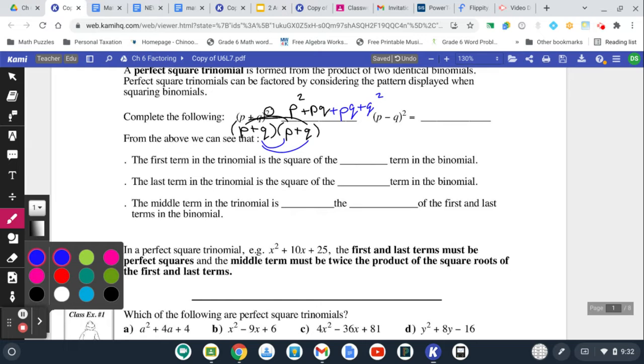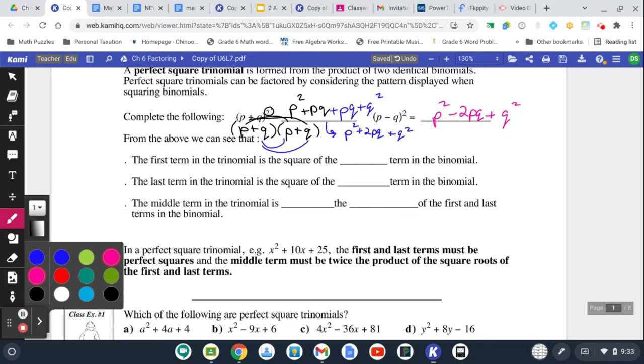Is it then true that you would end up with, if I write it down here, p squared plus 2pq plus q squared? Do you see it? Is that true? Guess what this one would be? p squared minus 2pq plus q squared. Do you agree? If we work that out, that's what would happen.